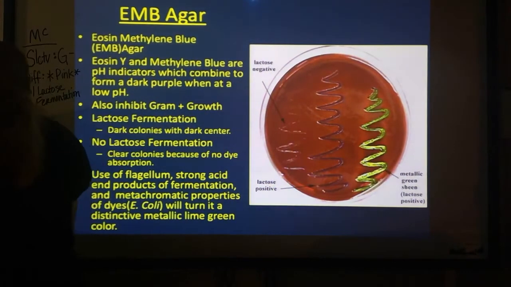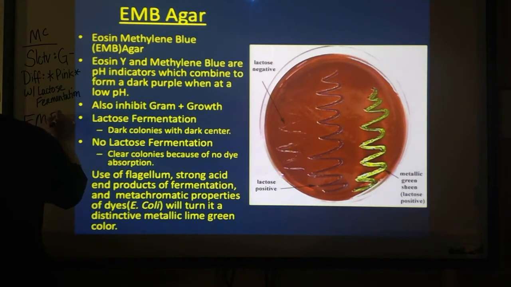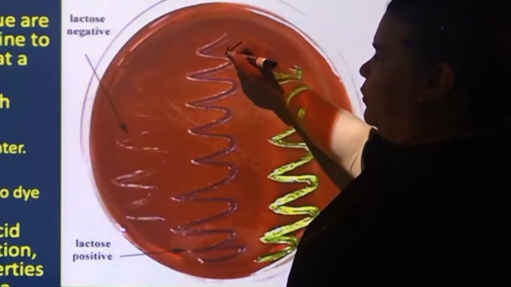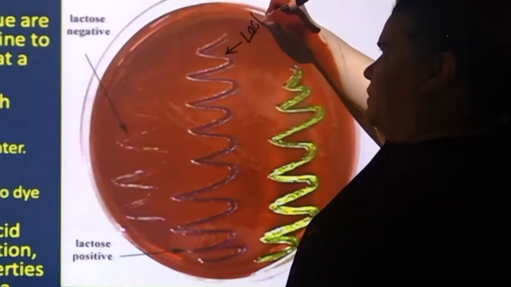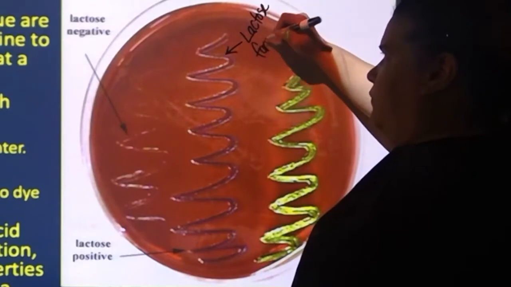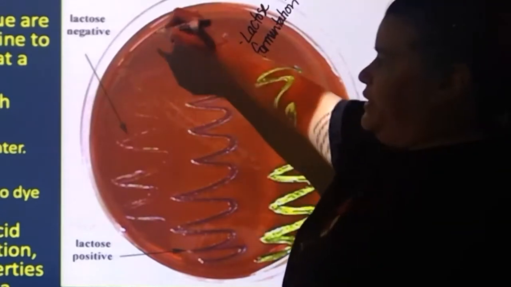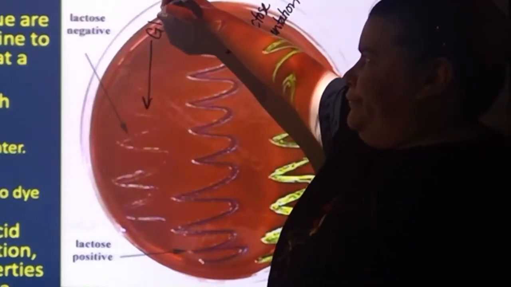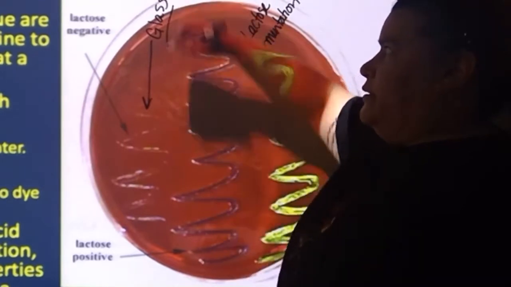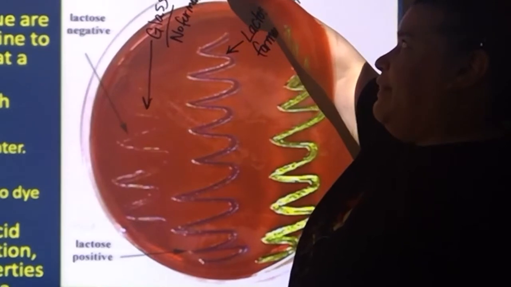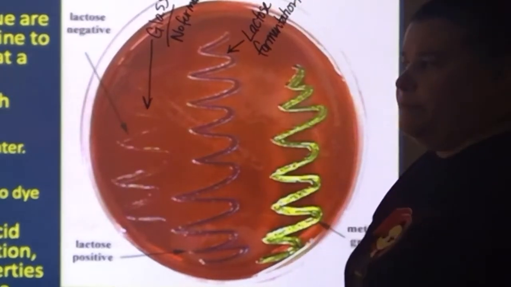So EMB is selective for gram-negative as well. It likes gram-negative. Differential: dark purple colonies mean lactose fermentation. If there is no lactose fermentation, we get clear colonies. They look like glass, so no fermentation.